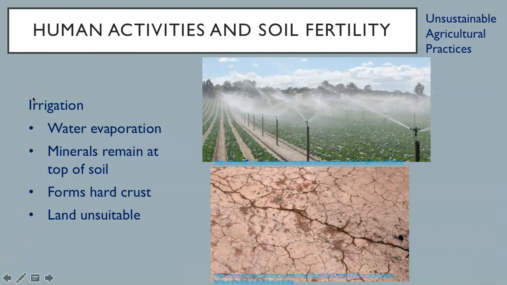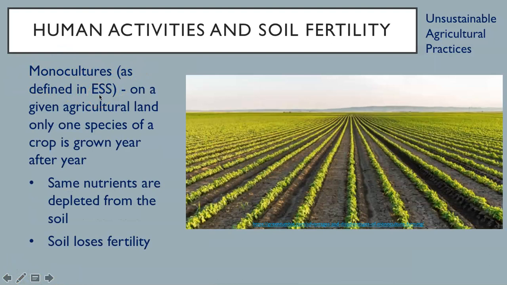Irrigation practices cause water to evaporate before it even reaches the crops. This results in minerals remaining at the top of the soil, which forms a hard crust and makes the land unsuitable. Monocultures, as defined in ESS, is that on a given agricultural land, only one species of crop is grown year after year. This results in the same nutrients being depleted from the soil. And of course, the soil loses its fertility.